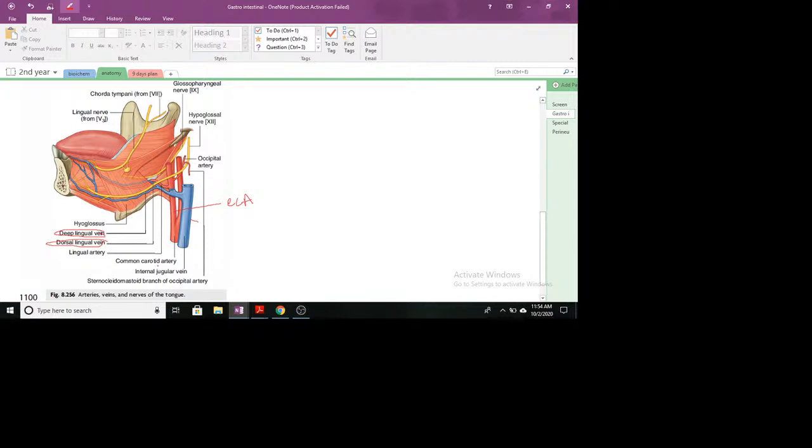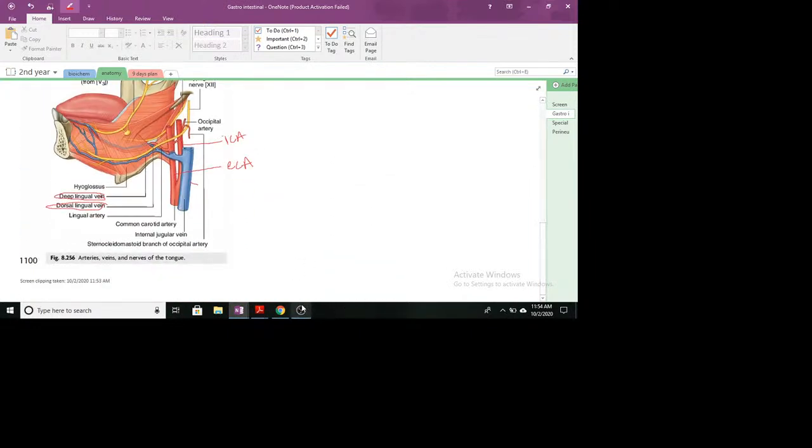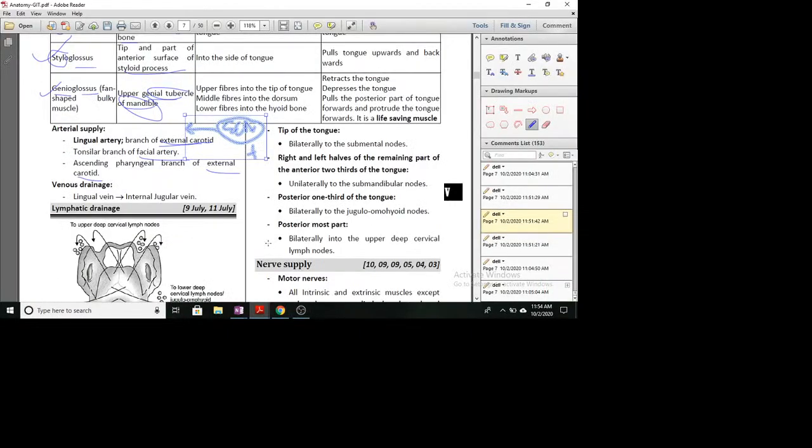This is the common carotid artery. This is the external carotid artery, and this is the internal carotid artery. I just forgot where that divides. At the C2 vertebra. Sorry, that was a mistake. So this is the internal carotid artery.